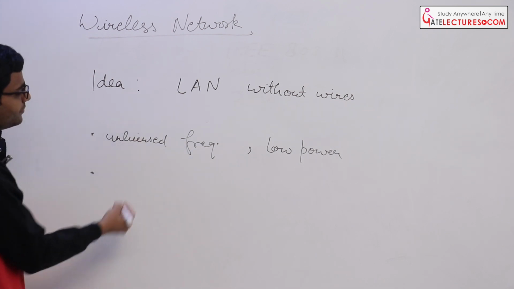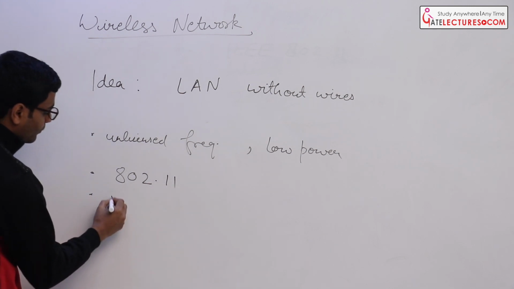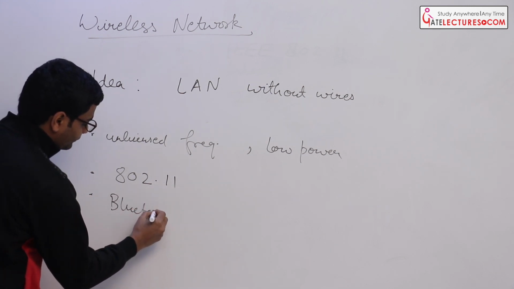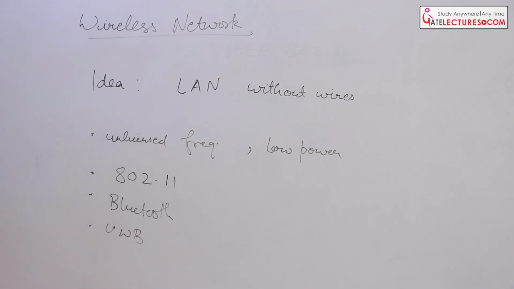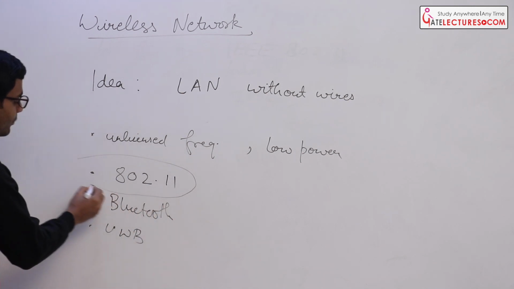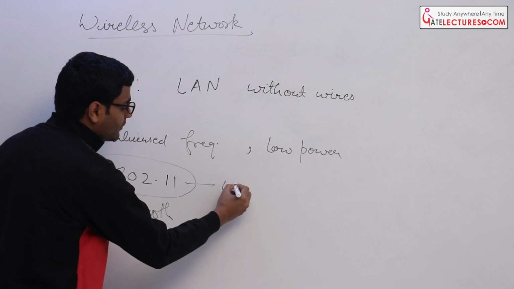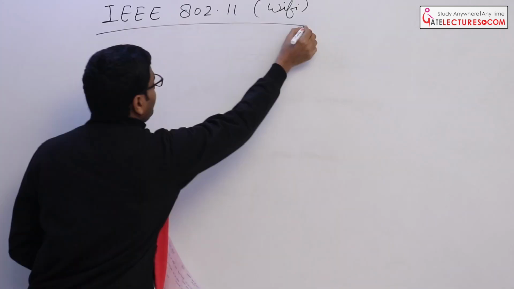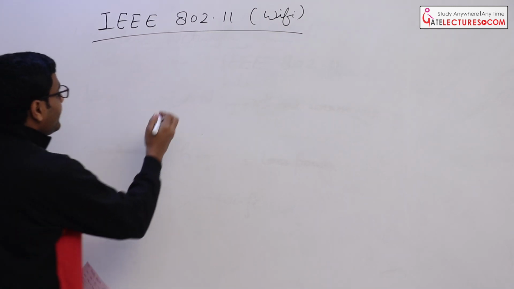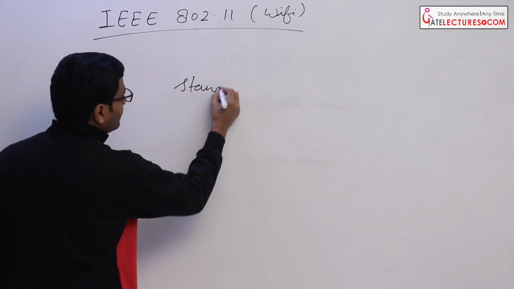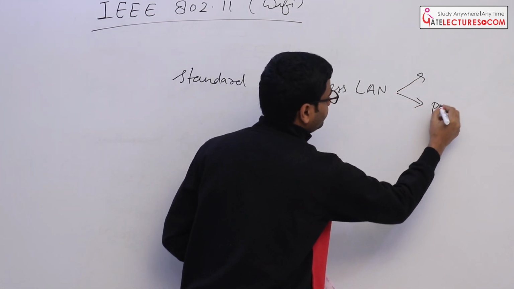There are various techniques in wireless networks: 802.11, Bluetooth, and UWB, and so on. But for the GATE syllabus, this is what we have to prepare: 802.11, and the market name of 802.11 is Wi-Fi. IEEE 802.11 Wi-Fi is a standard for wireless LAN which covers two layers: the physical layer and the data link layer.